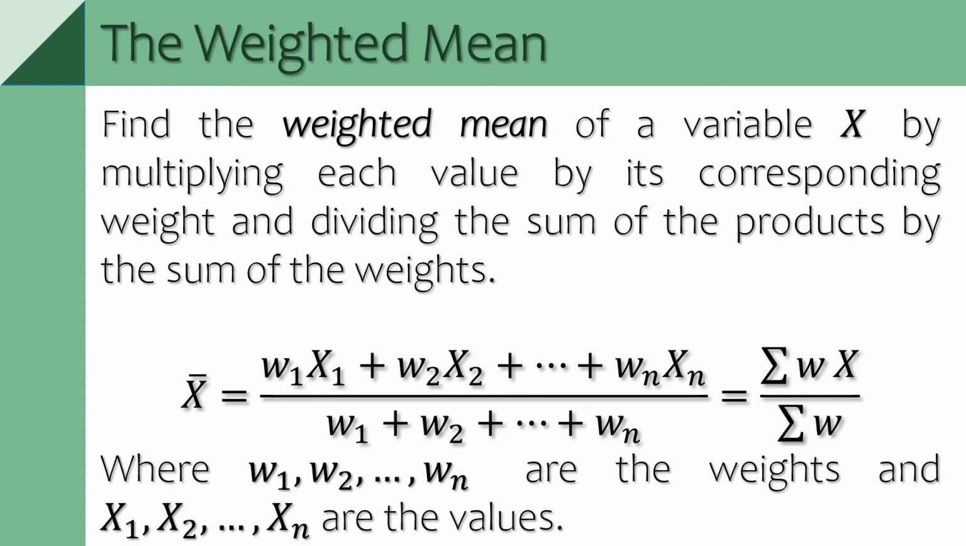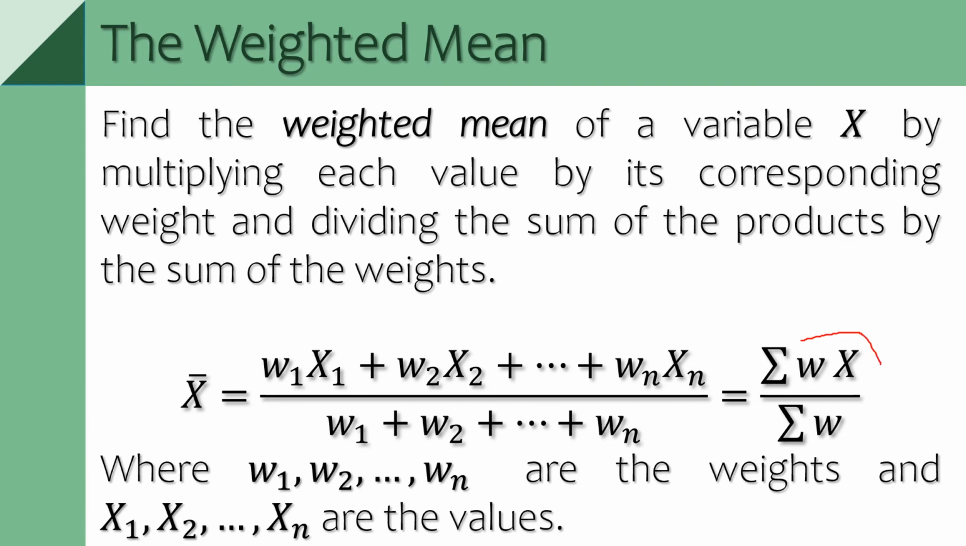So we have x bar is equals to w sub 1 x sub 1 plus w sub 2 x sub 2 plus okay up to w sub n x sub n, all over w sub 1 plus w sub 2 plus up to w sub n.